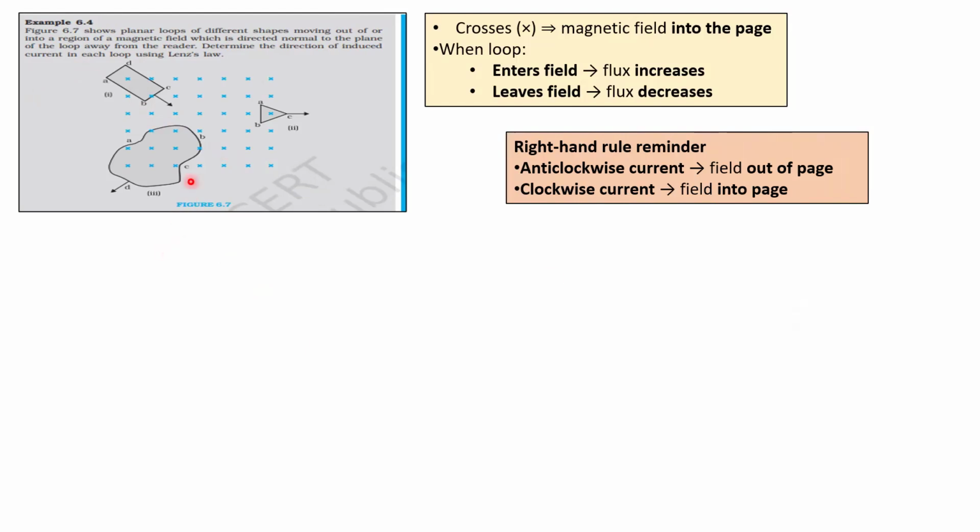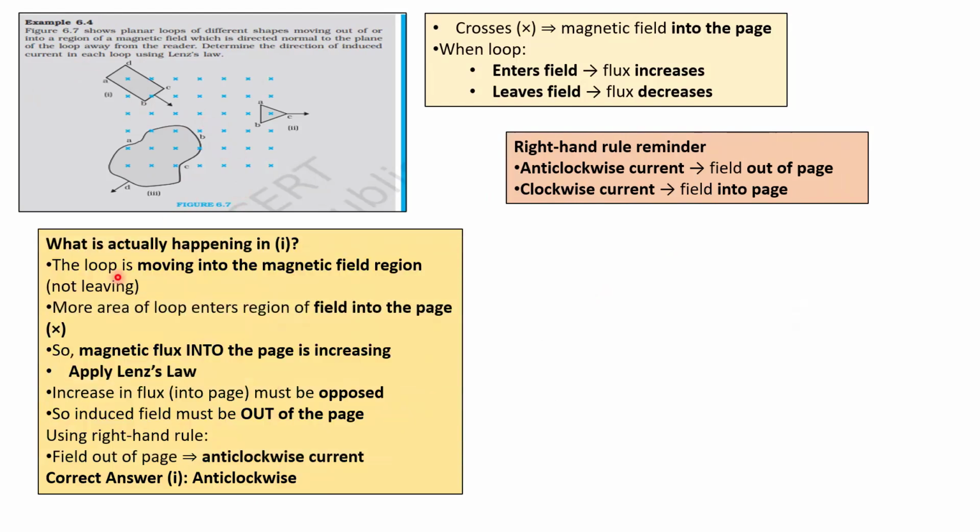Here mainly we are using the right hand thumb rule. Suppose the magnetic field is inward, you have to take it to your right hand, the thumb will be inward. The direction of current will be in the clockwise direction, right? Okay, that we will see now. First, we will go to the first diagram.